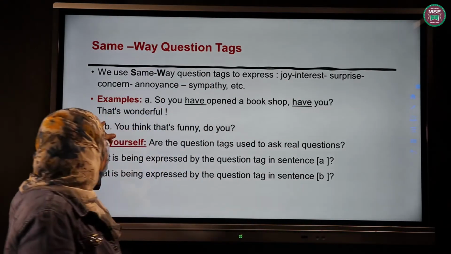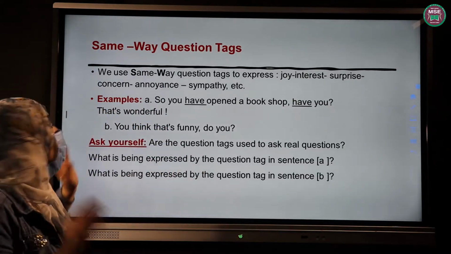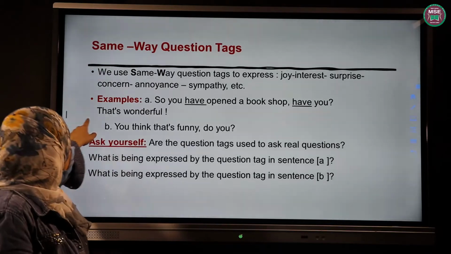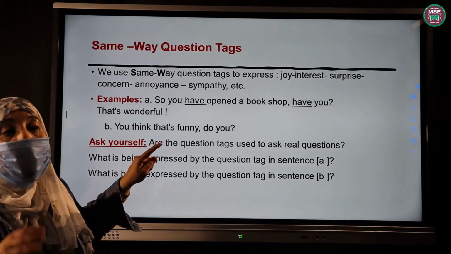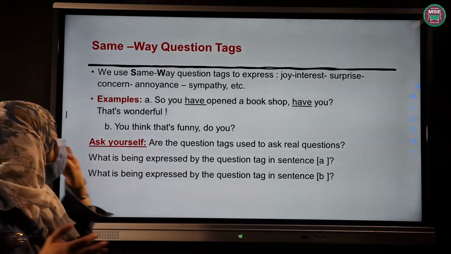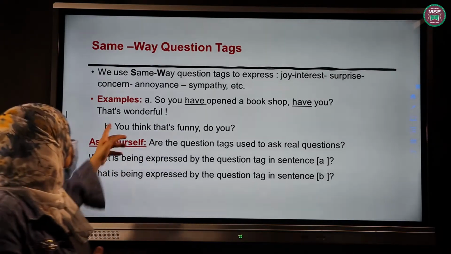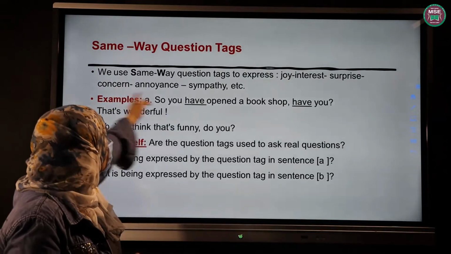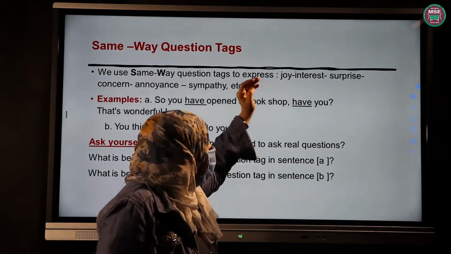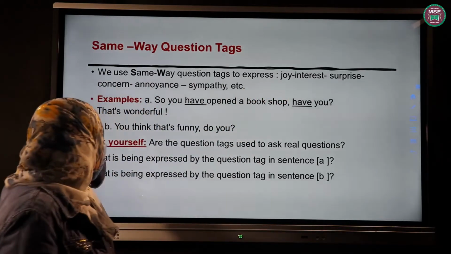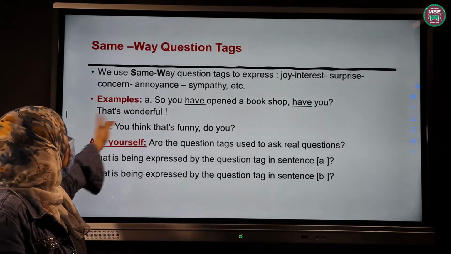And look at the rest of the sentence. So, you have opened a bookshop. Have you? That's wonderful. You are talking about something and you said, it's wonderful. So what do you express here? If you look at the usage of the same way question tag, what are you expressing here? Joy, interest, surprise, concern, annoyance, or sympathy? What is the expression here?